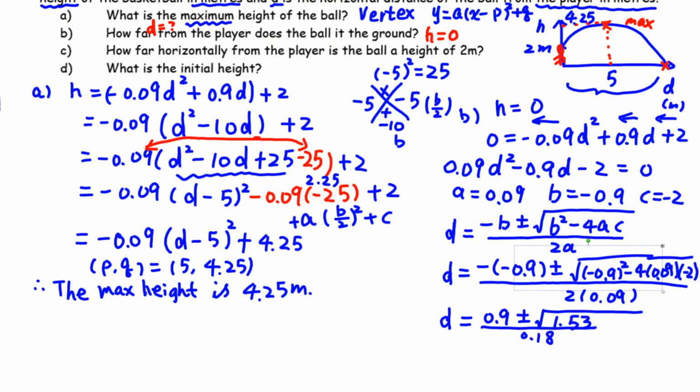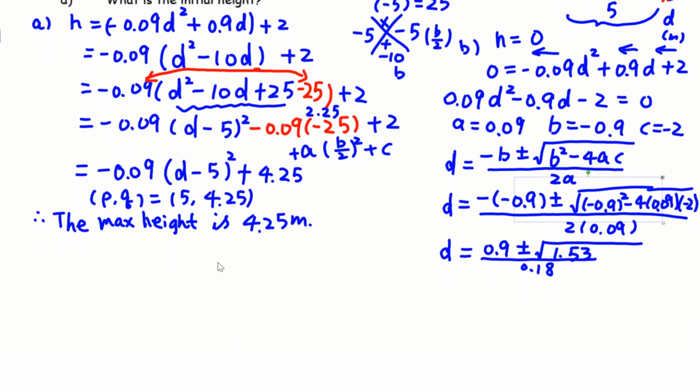Then plus minus gives two solutions. You will have d equals 11.87, and another one will be, this is the plus sign. The d with the subtract sign gives you negative 1.87.